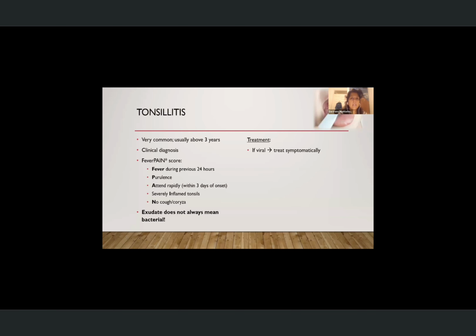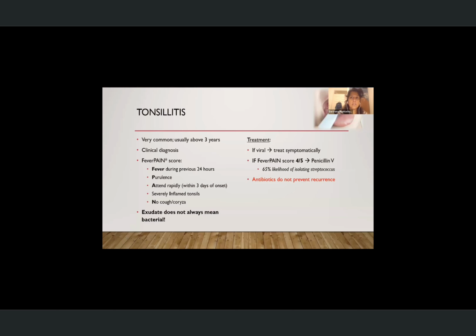Treatment depends on what the etiology is. If it's viral, you obviously treat symptomatically with pain relief, fluids, and regular review. If the fever pain score for the child is 4 or 5, then there's a 65% likelihood of isolating Streptococcus, so penicillin V would be the first line of treatment for 10 days.